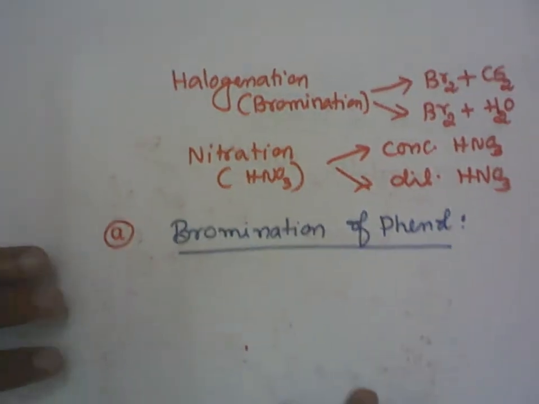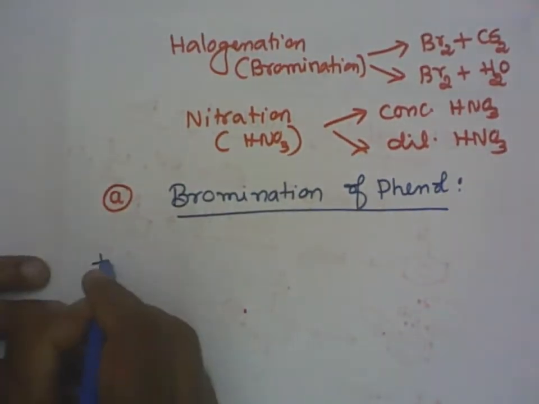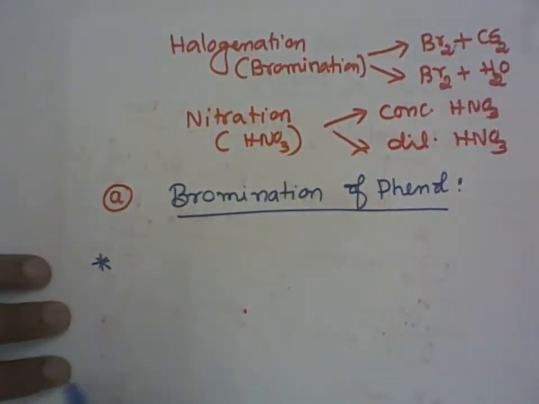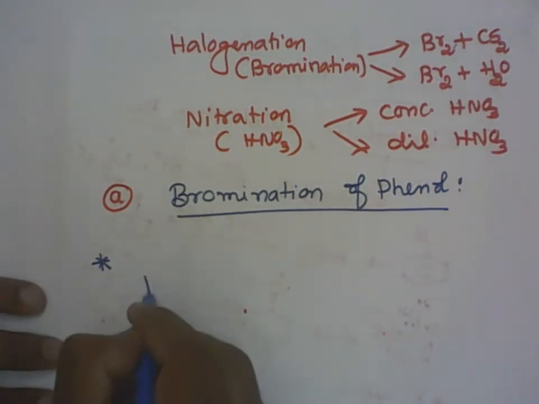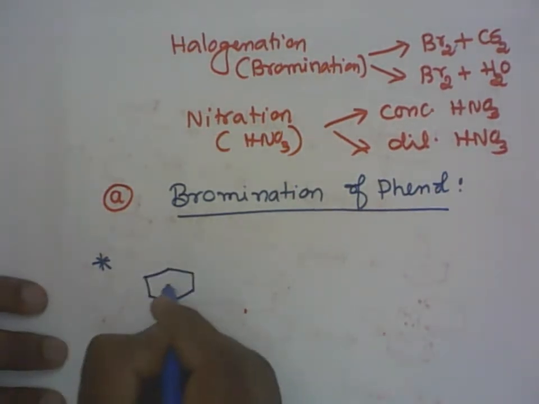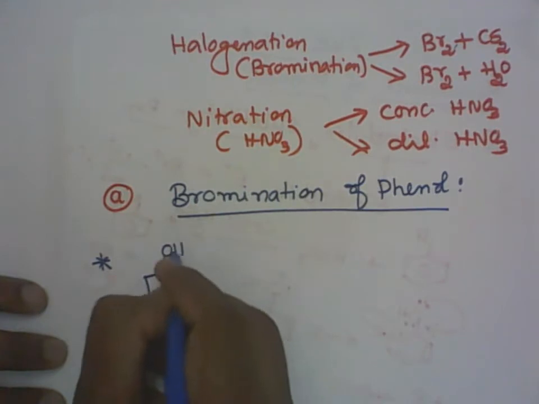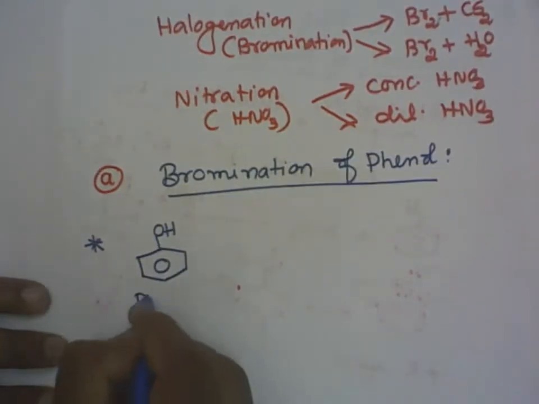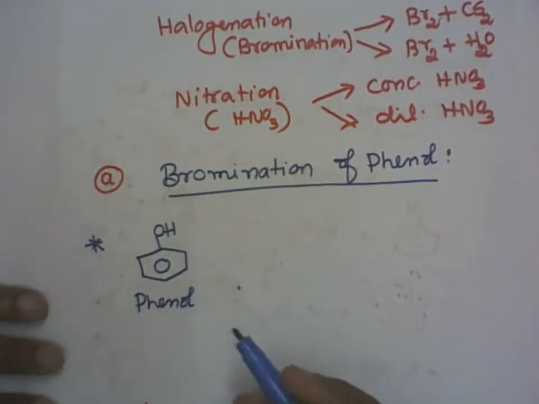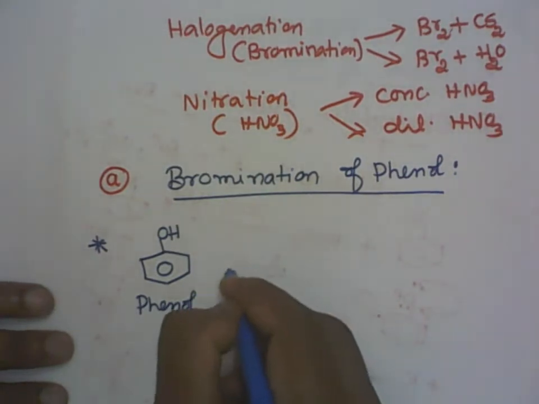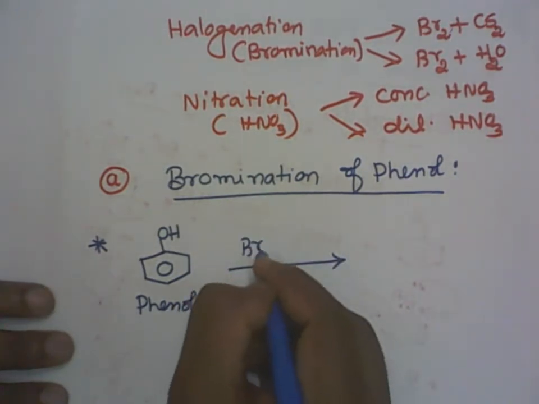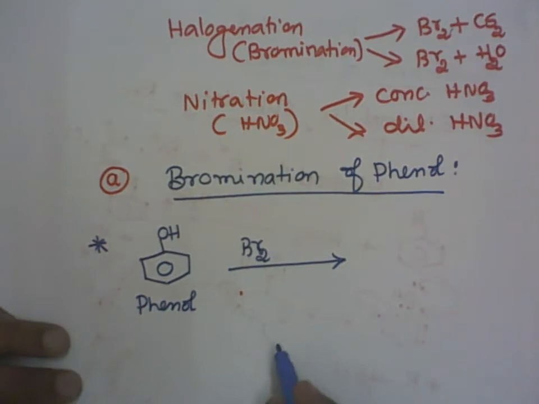Bromination of phenol. Under that first reaction, I said there are two reactions. Let me take phenol. The benzene ring is attached to the OH. This is phenol. Phenol reacts with bromine. Bromine is a liquid, a corrosive liquid.